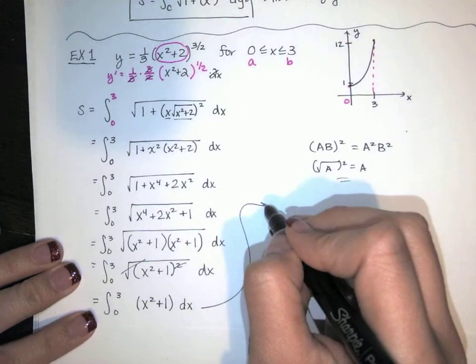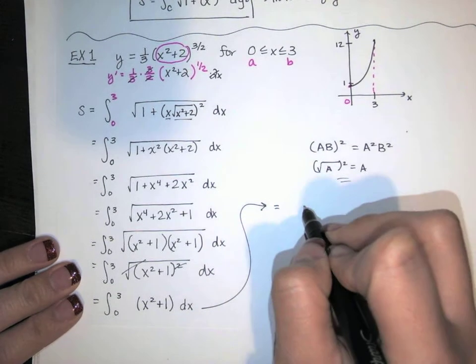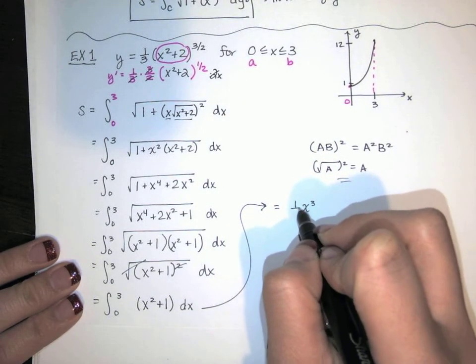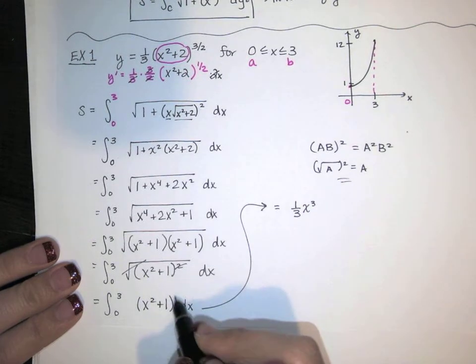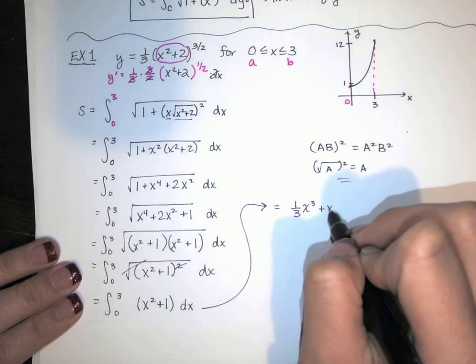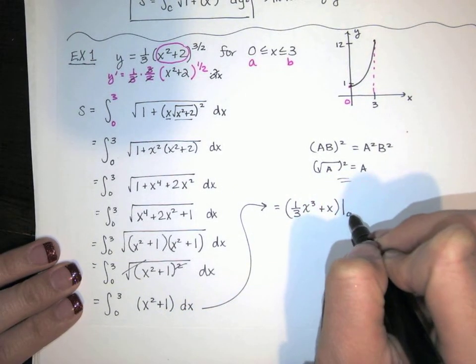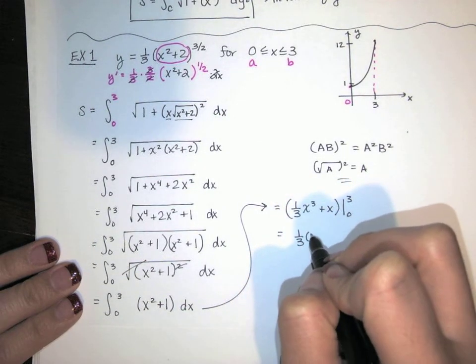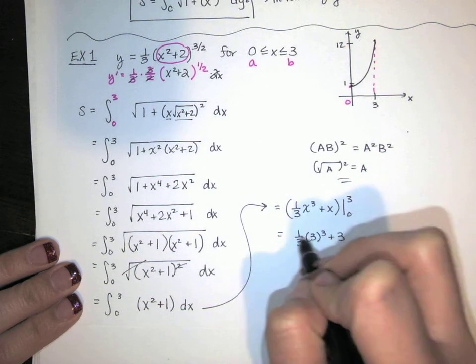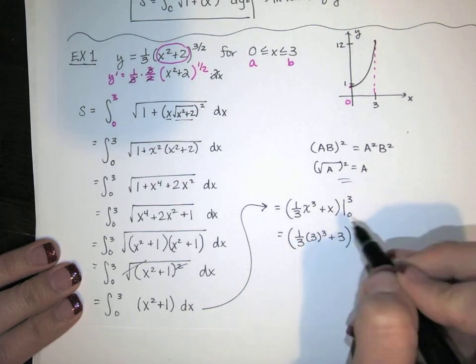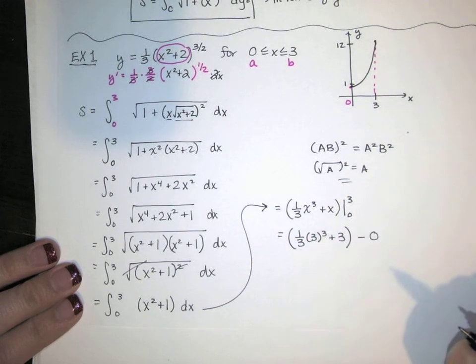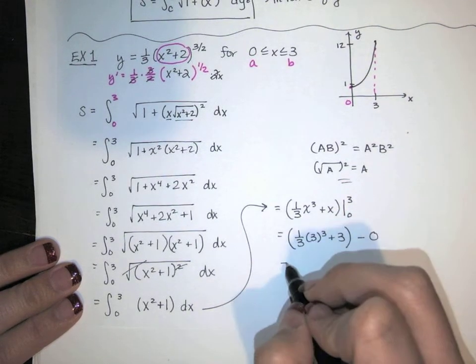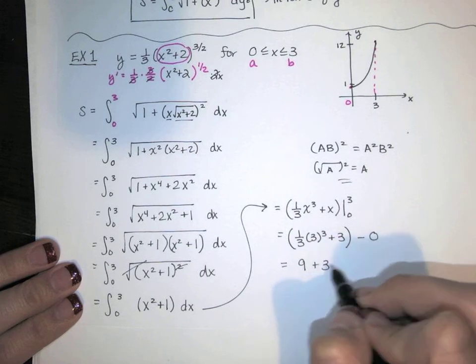So we're going to finish our problem by anti-differentiating: add 1 to the exponent, divide by the new exponent. The antiderivative of 1 is just an x. Then plug in 0, plug in 3, and subtract. You're going to have 1/3 times 3 cubed plus 3. That's evaluated at 3. And then if I plug in 0, I just get 0. So this is 27 over 3, which is 9, plus 3. So we get 12.